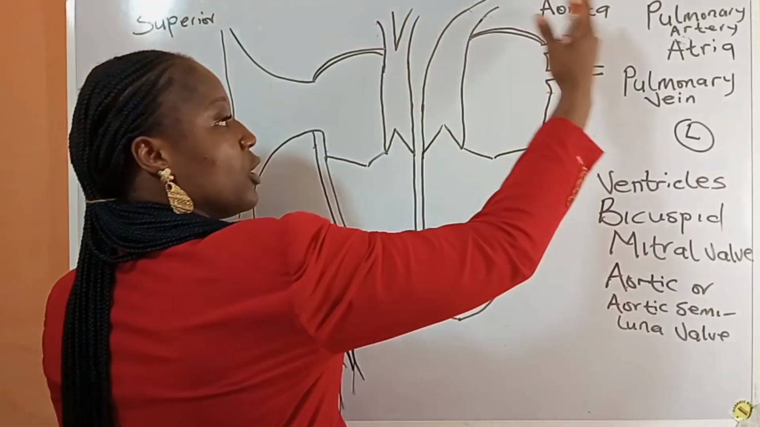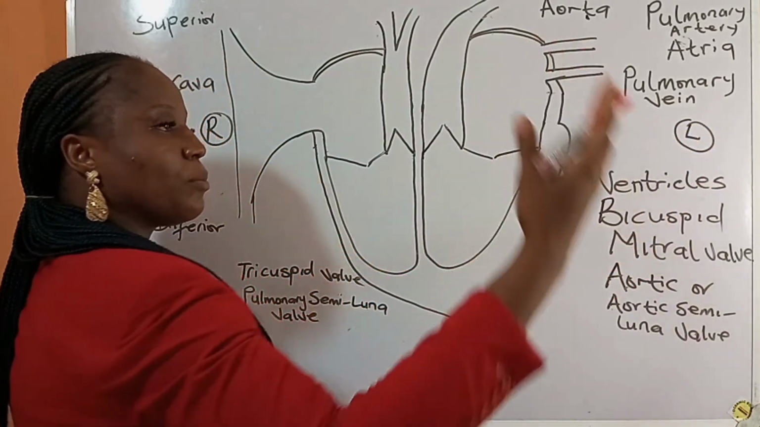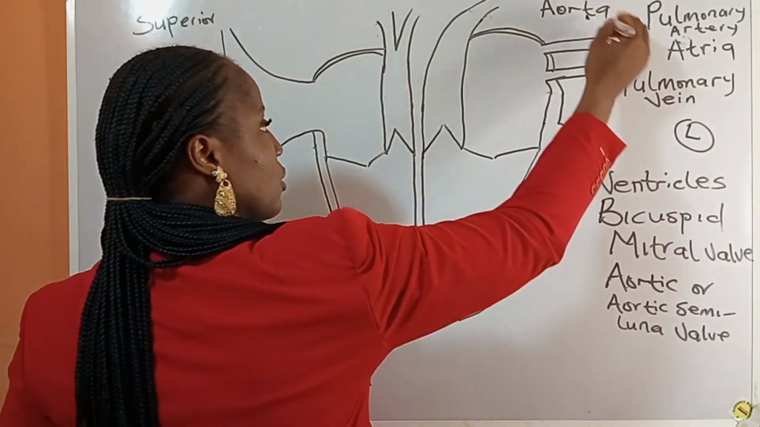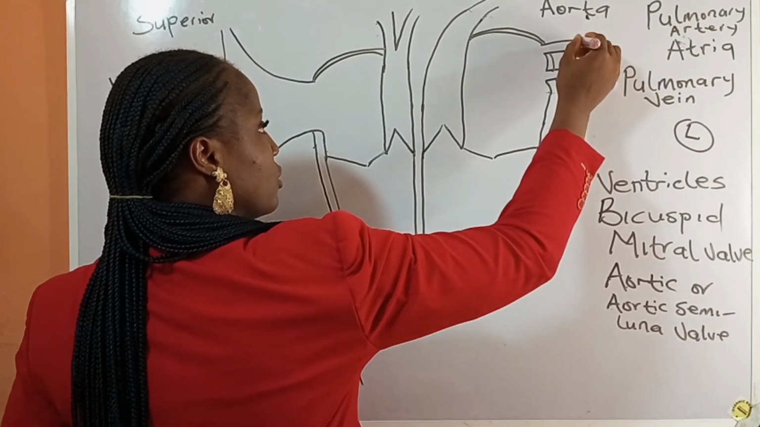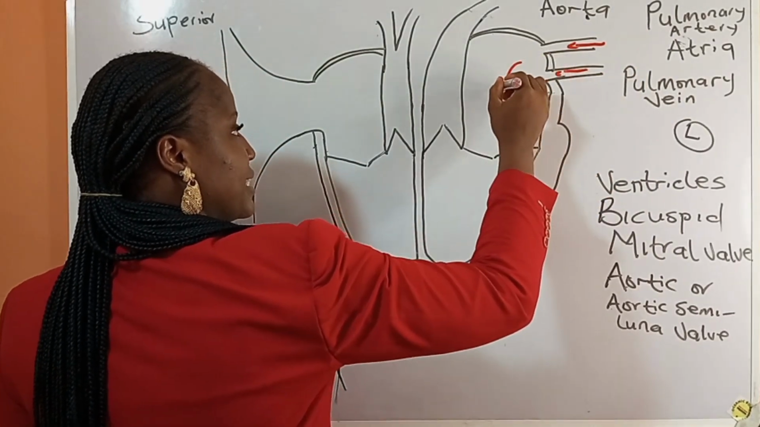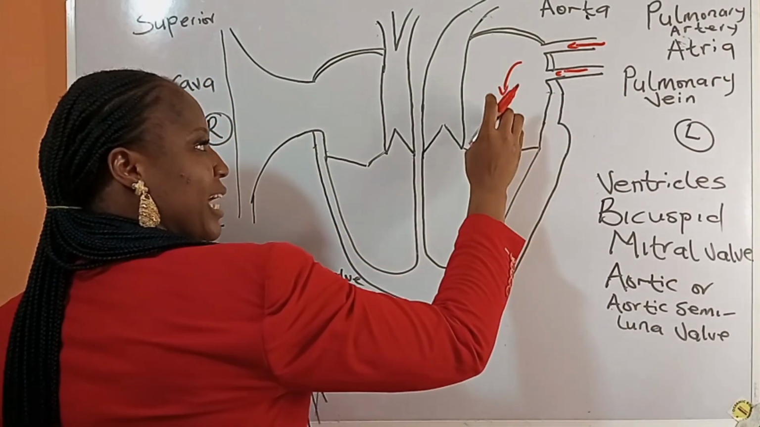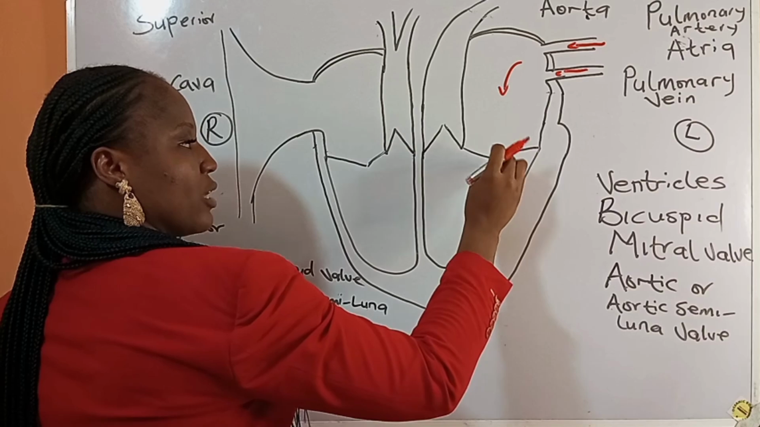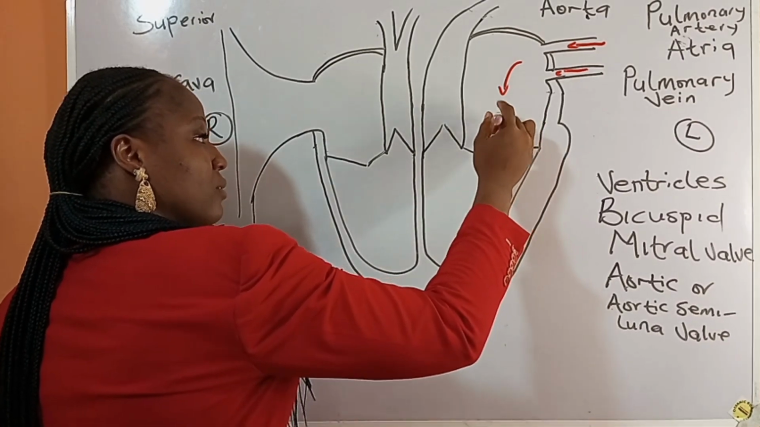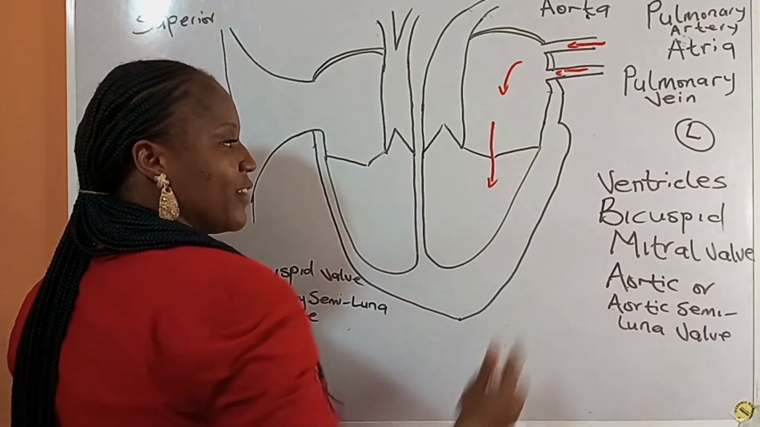Blood coming from the lungs will be returned through these pulmonary veins, and the blood is said to be oxygenated. So coming back from the lungs, the blood returns through the pulmonary veins and then empties into the what? Into the left atria. And when this chamber is full, it will mount pressure on this valve, which will now open, and then the blood will be pushed down into the left ventricle.